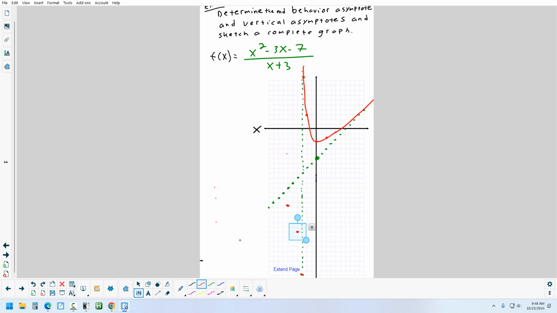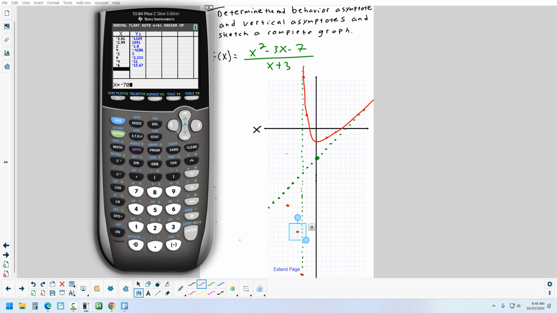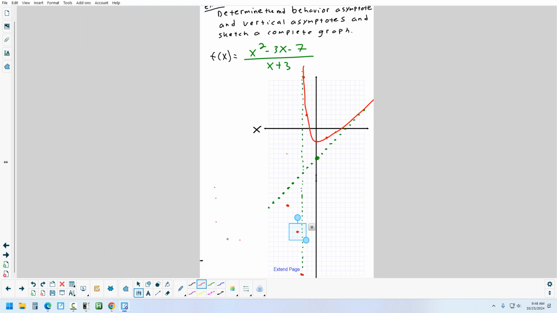Let's do -10. I can't do -70, but I can do -10. Yeah, that's on there. -10, -17 and a half. So I count over 10 and down to 17 and a half. Okay, so now draw that red section.